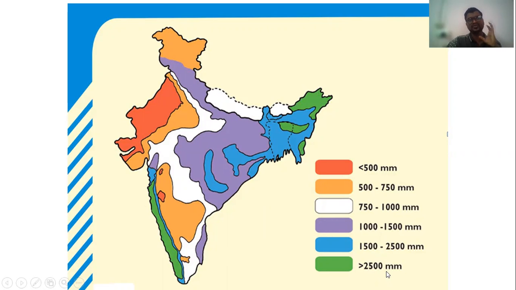This is the huge quantity of rainfall they receive, and we want to have a balance between that 500 and that 2500.